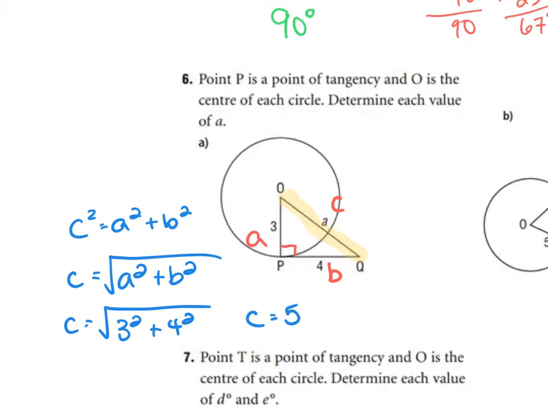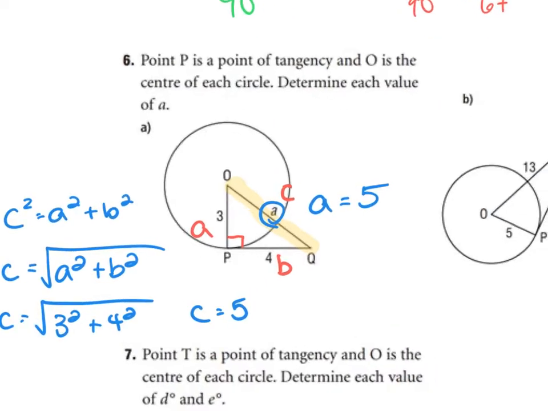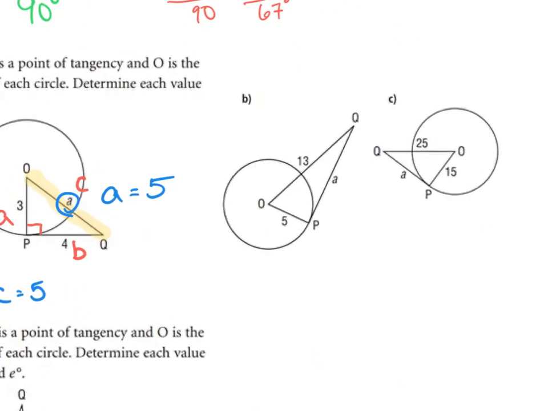So each value of A, if I go back to the original problem, we've called it A. So I'm going to answer it by saying A is equal to 5. And so for B and C, you would also use Pythagorean theorem, just being careful with where your right angles are.